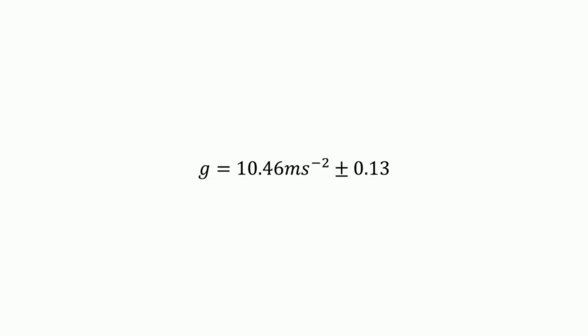Possible sources for error include the momentum of the water as I was pouring it in and the internal friction of the wrench.